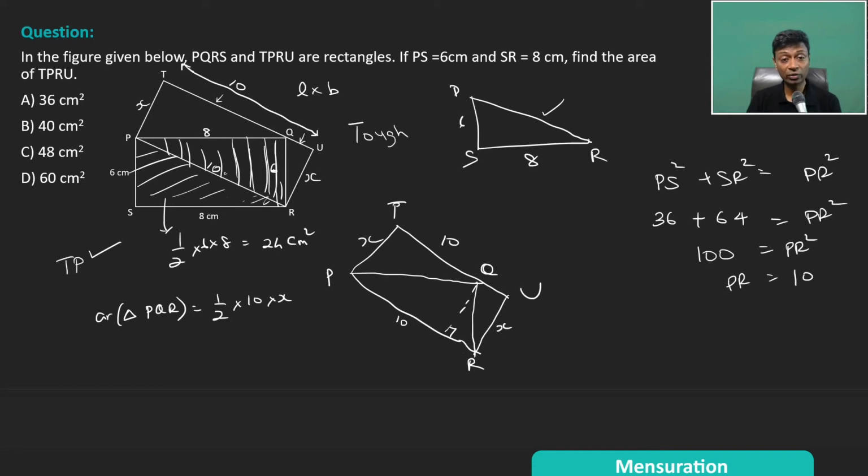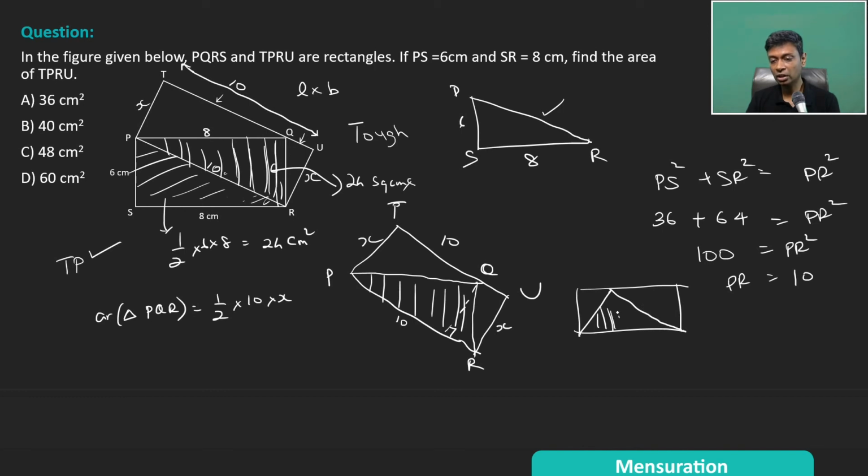We know area of triangle PQR is 24 square centimeters. PQR, area of this triangle, is half area of rectangle TPRU. The same idea, 10 into X is area of the rectangle. Half into 10 into X is area of this triangle. Anytime you have a rectangle, then with this as base, if you take any point here, area of this triangle will be equal to half area of the rectangle. So if we know this part, we know the whole area of the rectangle.